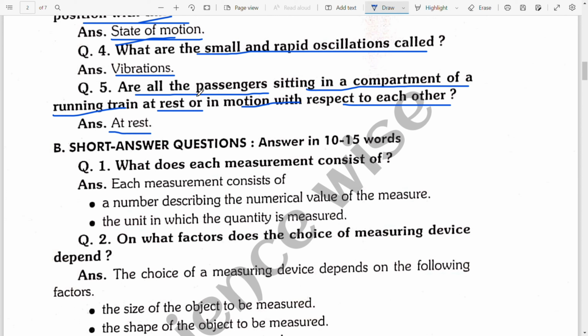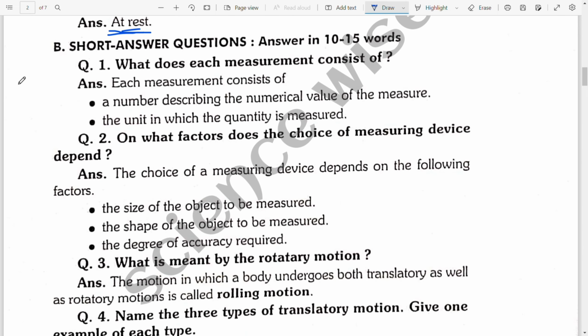In question they are asking you that all the passengers sitting in a compartment of a running train are in motion or are at the rest. You have to tell this. So all the passengers are in the position of rest. Moving to the next segment of questions, that is B, short answer questions.